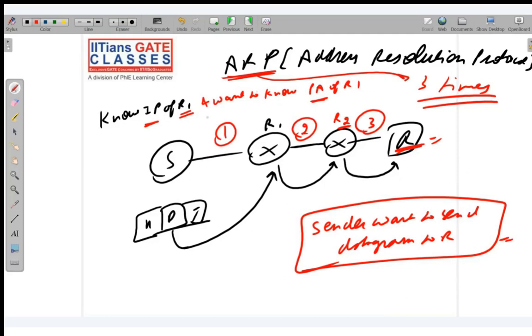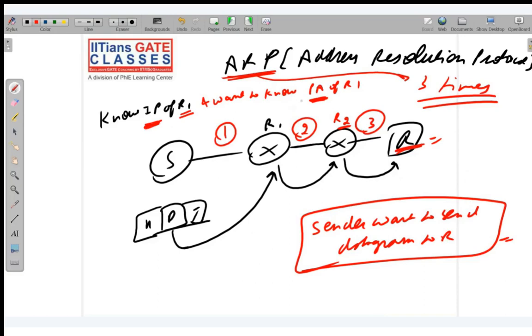Please do not use the word convert. An IP address cannot be converted to a physical address. We are not doing some mathematical kind of thing. We are not converting one number to another number, even though actually they are numbers only. An IP address is a number, a physical address is also a number. We are not doing addition, subtraction, and so on. We cannot convert. We will say we are going to map.